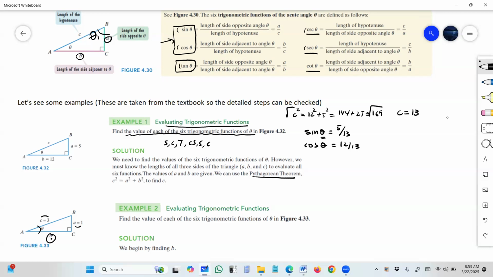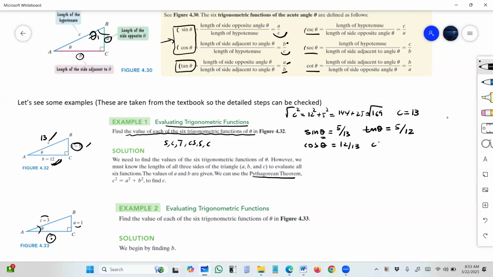Okay? So again, look at sine, right? Opposite over hypotenuse. Cosine, adjacent over hypotenuse, right? Tangent theta, opposite over adjacent. Okay.